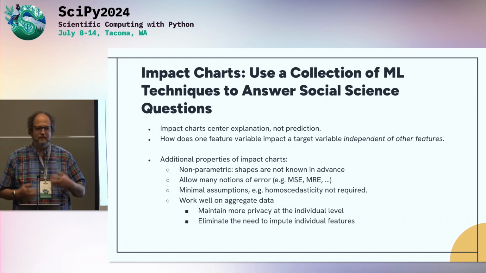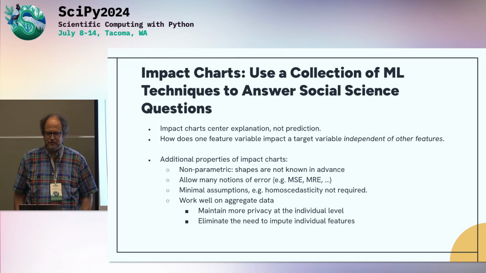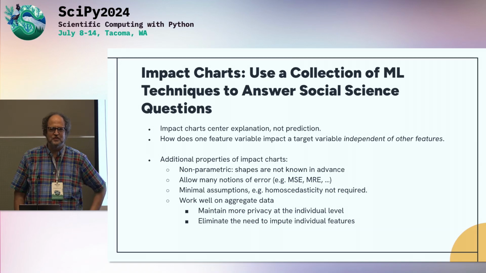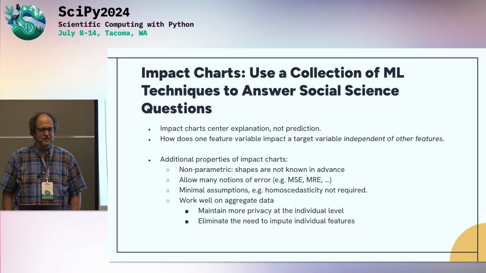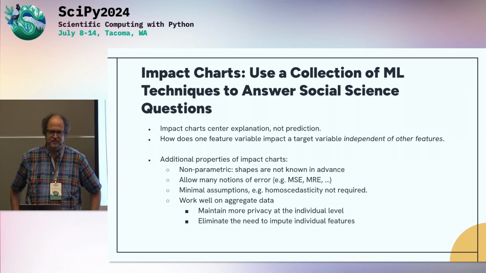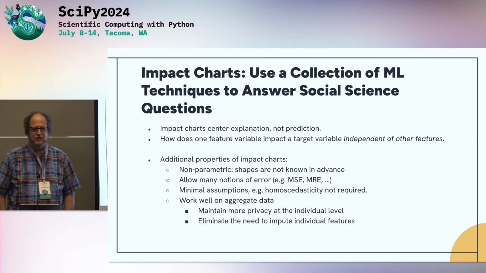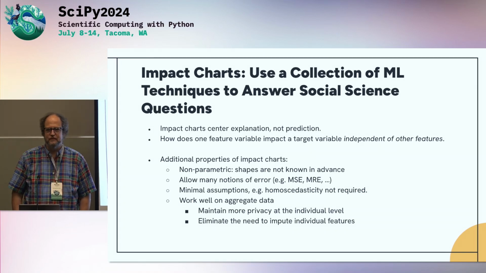The focus, though, of those three, is really on the social science problem. We're not trying to predict things here. We're trying to offer some kind of explanation as to what the relationship is between one variable and another. Another nice property is that these methods are non-parametric, so we don't have to know whether we're looking for a linear effect or a quadratic effect or whatever it may be. They also allow a lot of different notions of error and don't make a lot of assumptions.